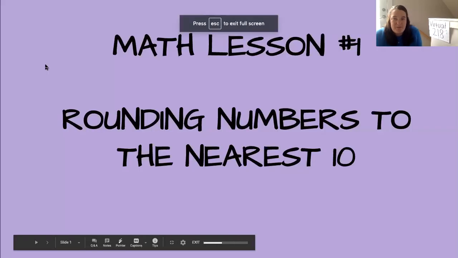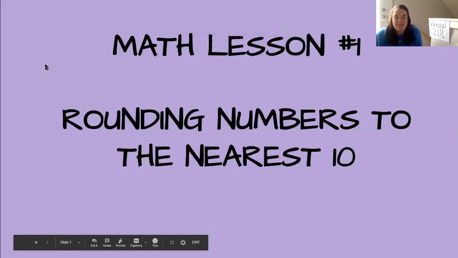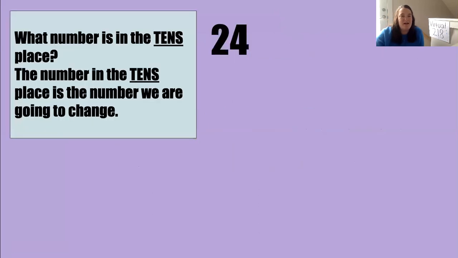So this is the first math lesson you're going to be doing. It's rounding numbers to the nearest 10. So what exactly does that mean? The first thing we have to do is, the number we're given is 24. So the first thing I'm going to ask myself, okay, I'm rounding to the nearest tens place. Which number is in the tens place? That's the number we're going to be looking at to see if we're going to change it. We're either going to round it to the tens place it's already in, or we're going to be bumping it up to the next increment of 10.